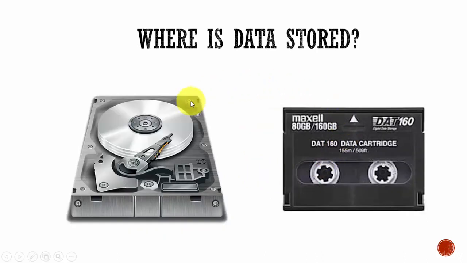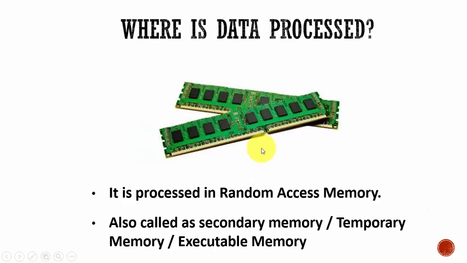Even though the data is stored in the permanent devices, the data is not processed in these permanent devices. So we need a memory area where data can be processed. When I say processed, I mean performing various calculations, filtering the data, sorting the data, like this. All these kinds of operations are performed in the random access memory, which we call RAM.